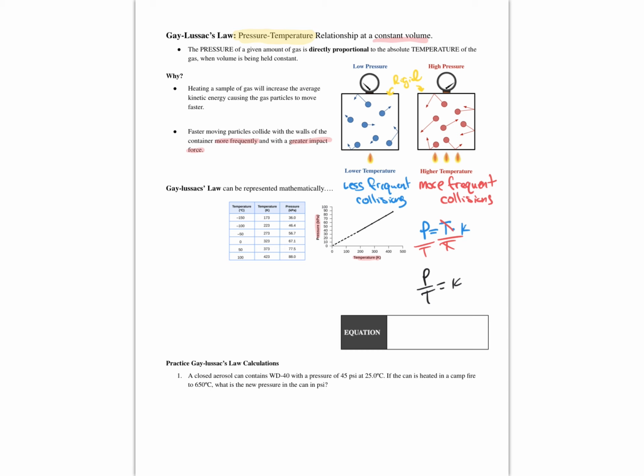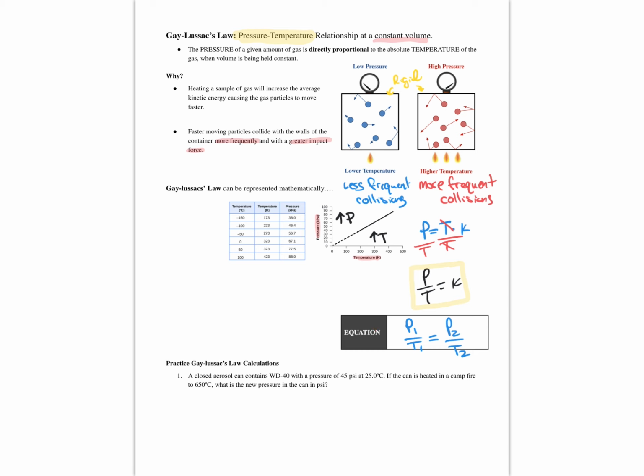Now, once again, since we know it's directly proportionate, that allows us to rearrange this equation to be that pressure over temperature is equal to that constant of proportionality K. And if at time 1, pressure over temperature equals K, and at time 2, pressure over temperature equals K, well, then we know that pressure over temperature at time 1 is equal to pressure over temperature at time 2. And again, this is the Gay-Lussac law, the relationship between pressure and temperature at a constant volume.